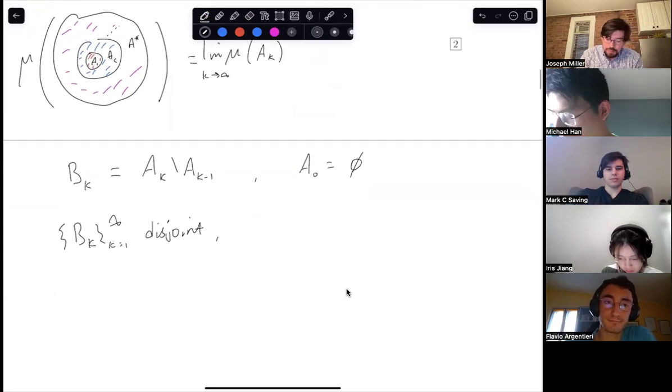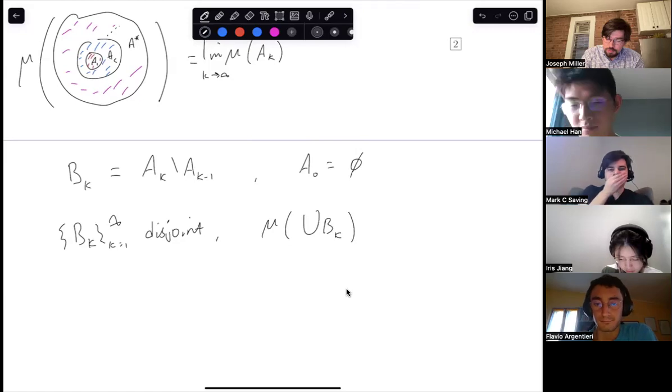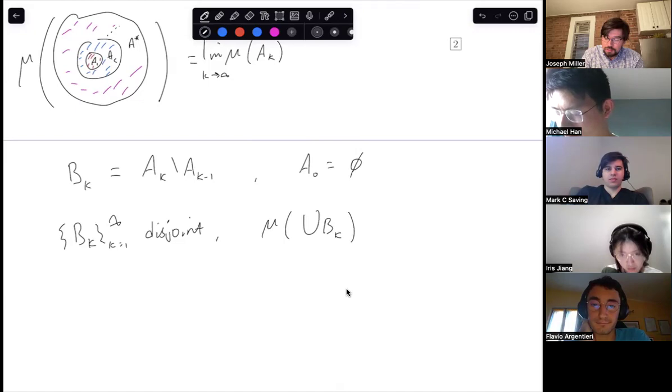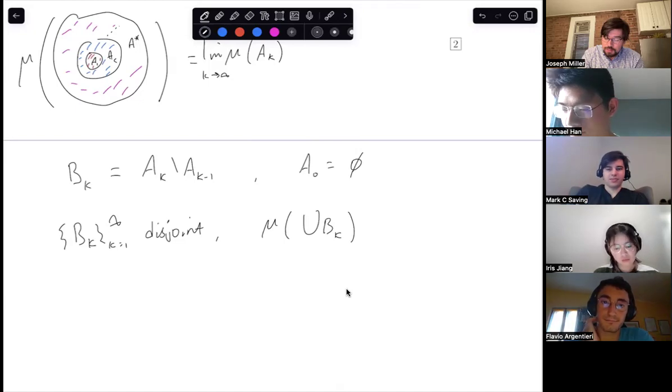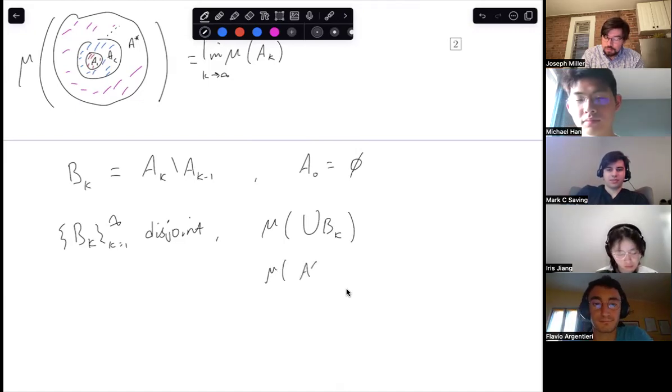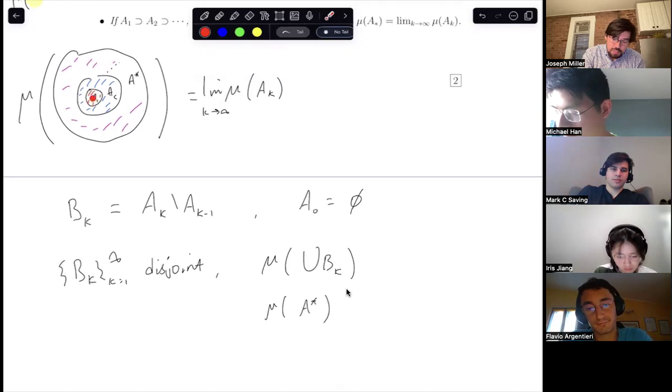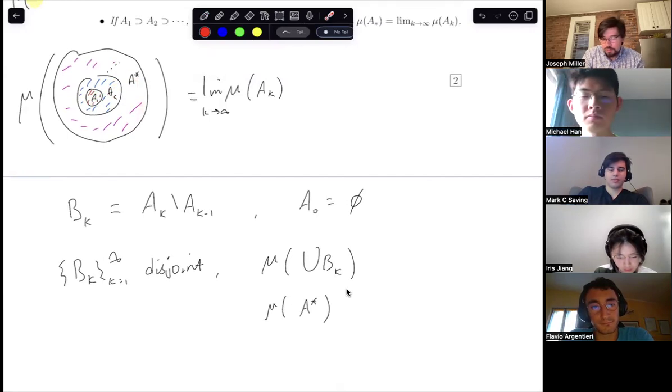Okay, and so what that means is I can take mu of the union of BKs. And what is the union of BKs, by the way? A star. Yes, this is A star, because what I'm doing is starting with this set and then looking at the next one up, and I just add it, and I keep going all the way up to A star. So this whole thing is still A star. I've just rewritten it a different way.